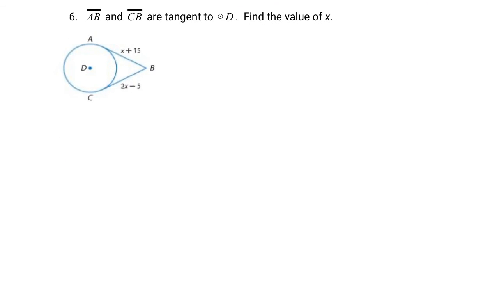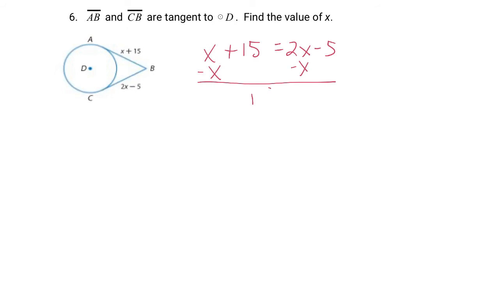So if we look down here at number 6, if AB and CB are both tangent, they are congruent. So that means we can say that x plus 15 is equal to 2x minus 5. Now we have to find the value of x. So I'm going to subtract x from each side and get 15 equals x minus 5. And then add 5 and add 5 and get x is 20. Pretty straightforward, right?